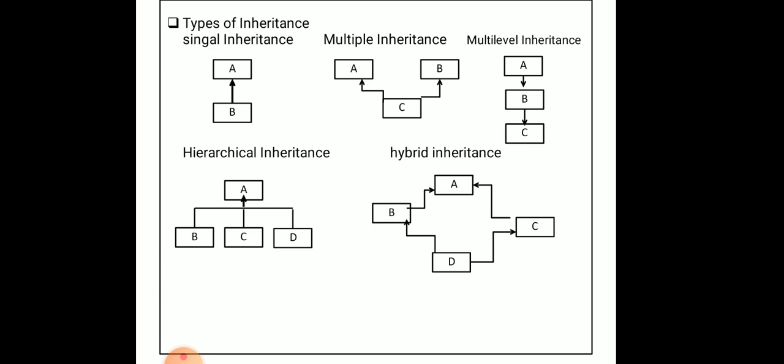This is the parent class, and C is a common child class of A and B. It means C inherits the properties of class A and also class B.